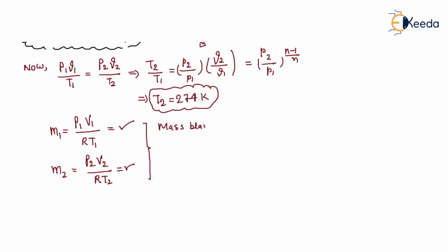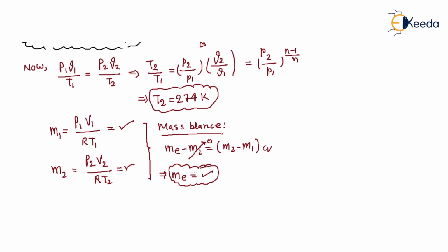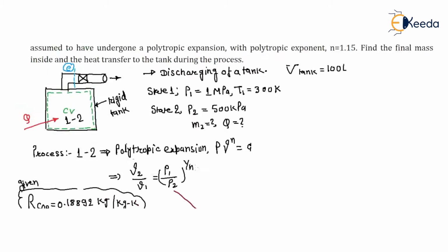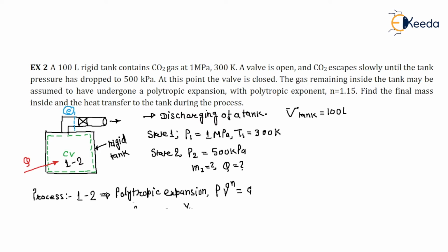Mass balance. What is that? It is exit, that means ME minus MI is equal to M2 minus M1 of a control volume, right? There is no inlet, only exit, so MI is 0. So what is the exit mass? You have M2, you have M1, so put the values here and you get M exit. You have M exit and the final temperature, so find the final mass inside the tank and the heat transfer.